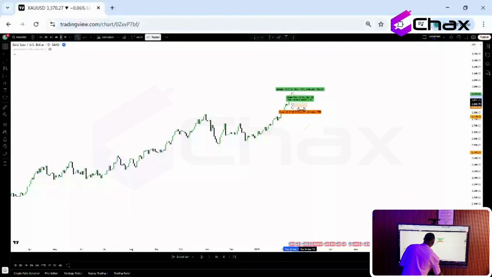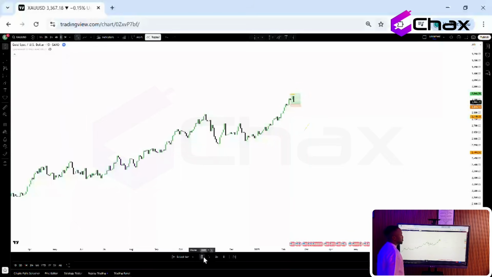So let's say you just come to your chart. You're patient enough, let all these things build up, right? And then let's see what happens from here. Let's have our replay. So boom, what do you see? Price tagged into it and went to TP straight.